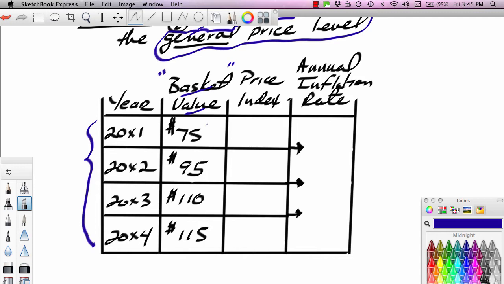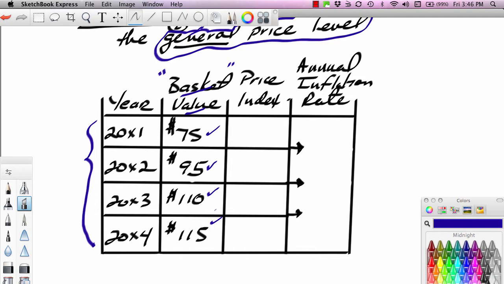So I'm going to actually give us the basket values, and I'm going to use very simple numbers here, very small and simple numbers. So in year 1 the basket value is 75, then it rises to 95, 110, and 115. So we can see that the basket value is actually increasing over this 4-year time period, and that indicates to us that the general level of prices has increased.